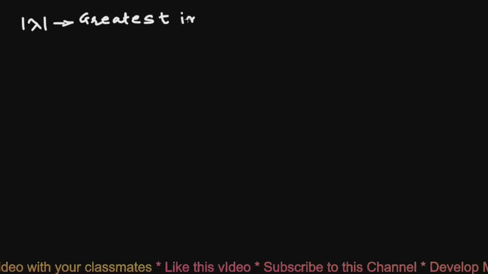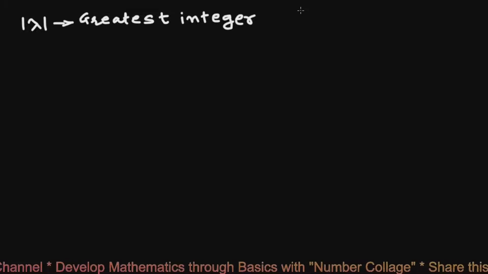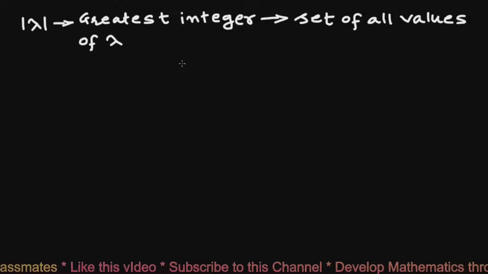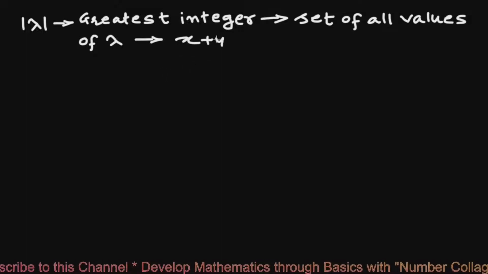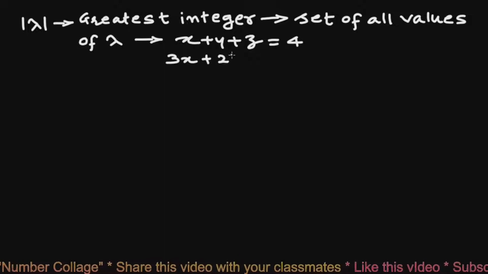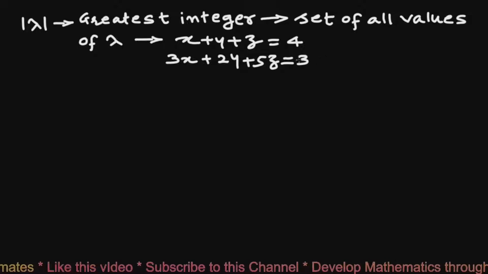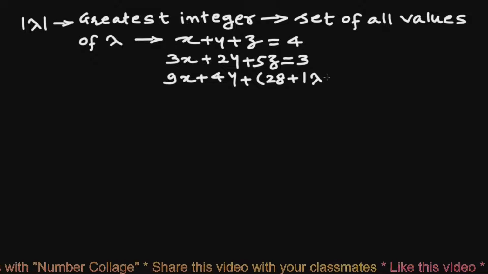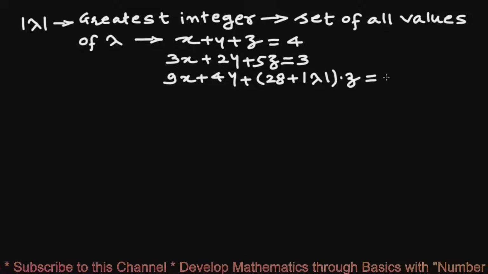In the next question, it is given that mod lambda is the greatest integer less than or equal to lambda. That is greatest integer function. We have to find the set of all values of lambda for which the system of linear equations x plus y plus z equals 4, 3x plus 2y plus 5z equals 3, and 9x plus 4y plus 28 plus mod lambda into z equals mod lambda.